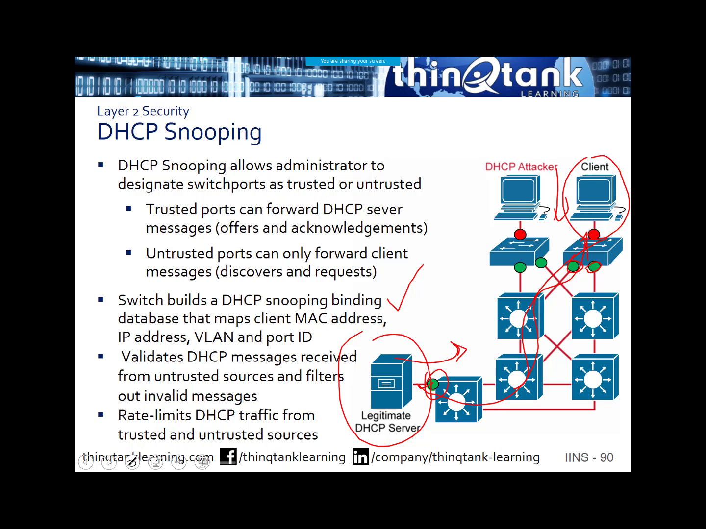MAC address, IP address, port number, VLAN, everything is being mapped to that specific port. So the switch knows this client requested an address, this client received this address, this client is in this VLAN, this client is on this port. That's called a binding database. All right, that binding database is actually pretty important for the next protection mechanism that we're going to talk about, which is dynamic ARP inspection.